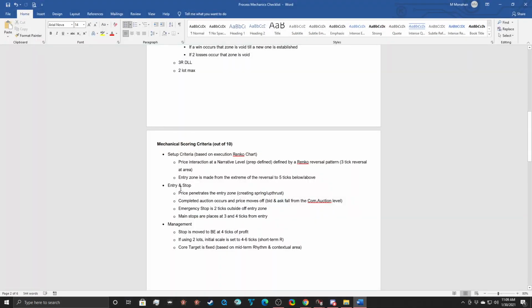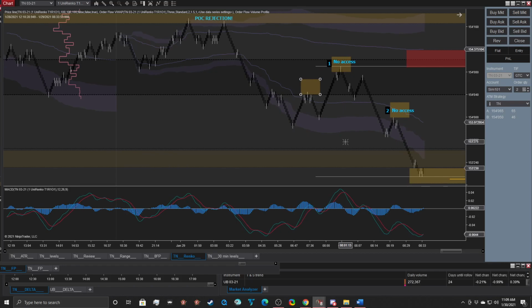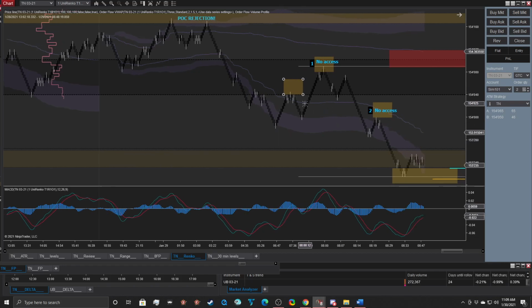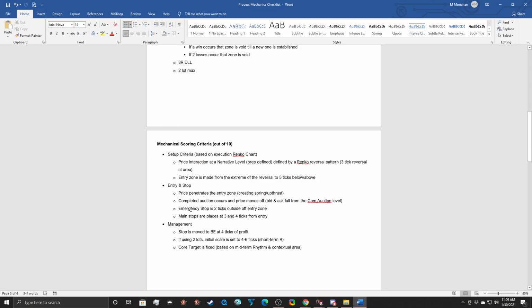Price then has to penetrate the box, have a completed auction occur, and then price has to move off that completed auction. So the bid or the ask has to drop and leave that completed auction behind. Once I'm in that, I have main stops and things like that. We'll go over that specifically, but essentially they are 3 and 4 ticks with 2 lots from the extreme. And then management's pretty straightforward. A stop is moved to break even after 4 ticks of profit, whether it's 1 or 2 ticks in terms of scaling. What this essentially does is it keeps me out of the noise.